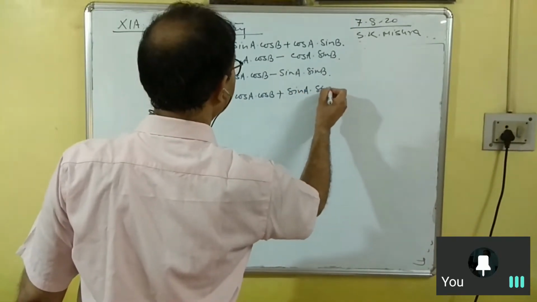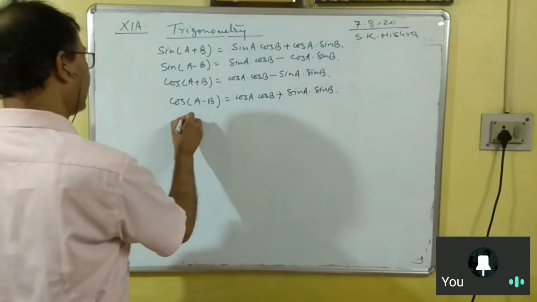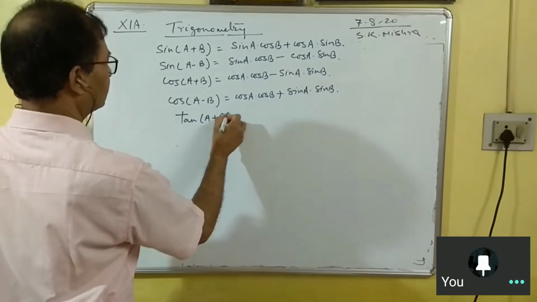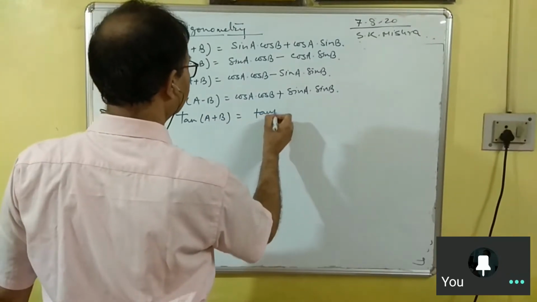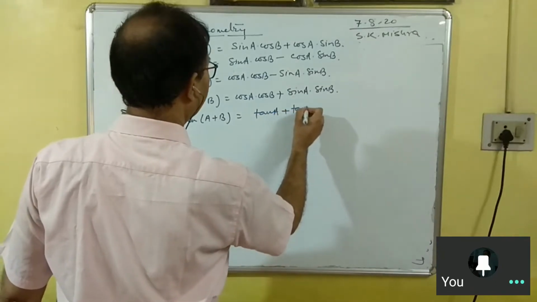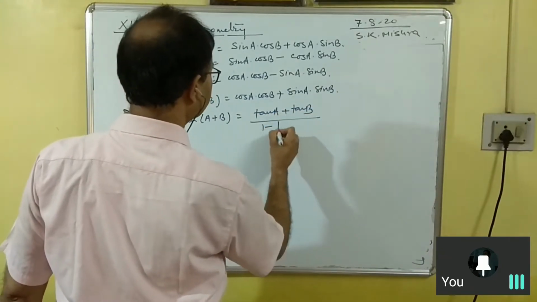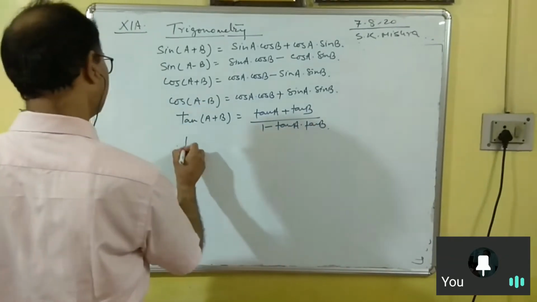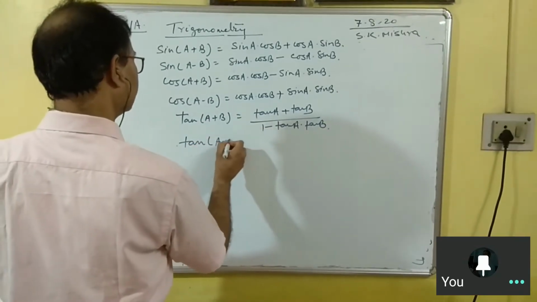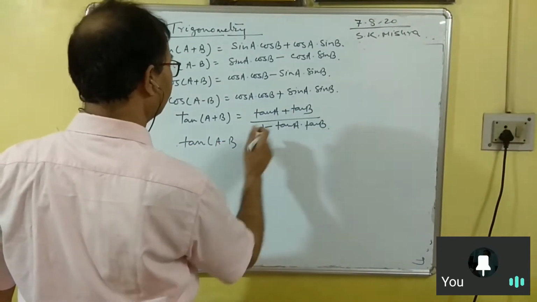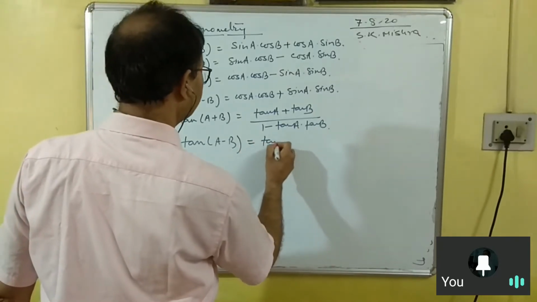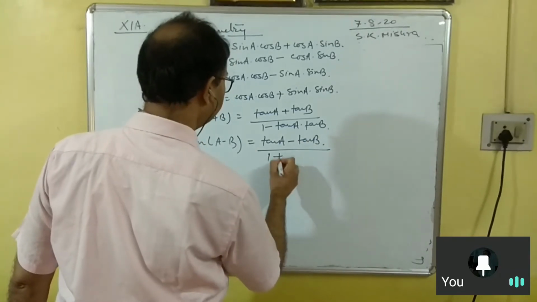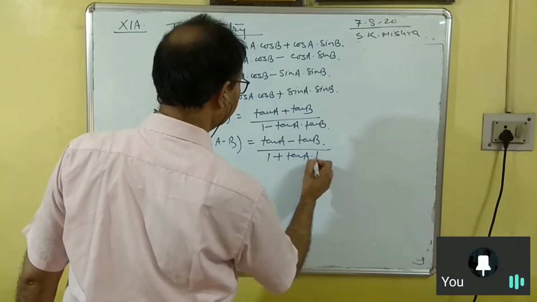If I ask you what is tan A plus B, then this is tan A plus tan B by 1 minus tan A into tan B. And if I ask you what is tan A minus B, then the denominator will be plus, and here it is minus. So this is tan A minus tan B divided by 1 plus tan A into tan B.